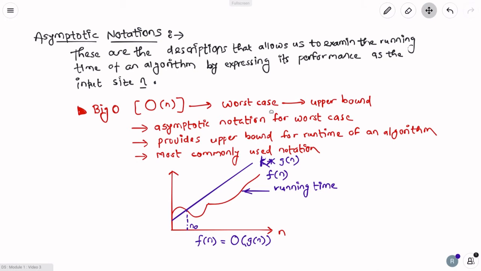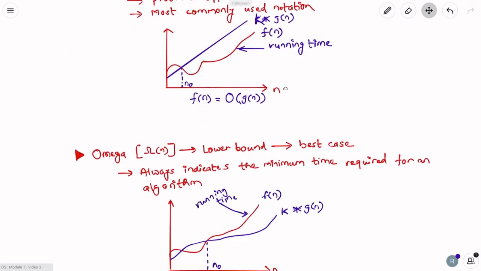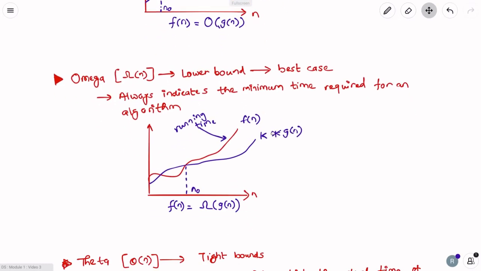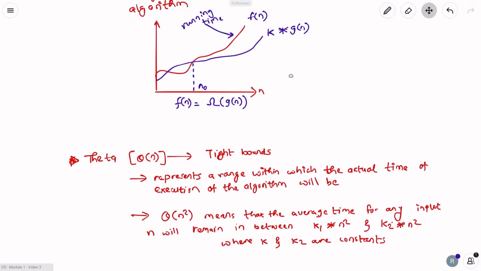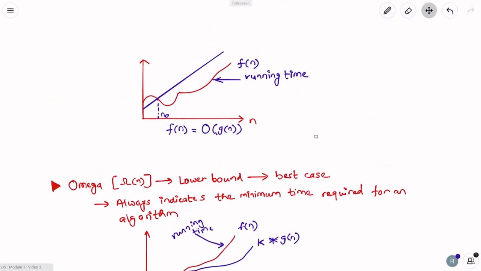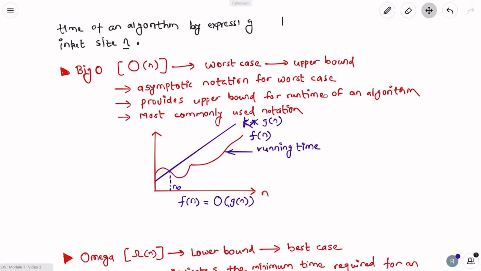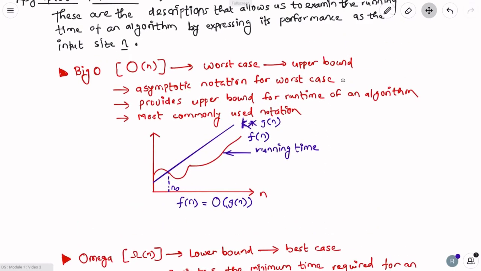In asymptotic notations we actually have multiple notations, but I'm going to discuss some of the commonly used ones. We have three commonly used asymptotic notations. The first one is the big O notation, the second one is the omega notation, and the third one is the theta notation. So let's discuss one by one what is the meaning of each notation, and as a programmer, which notations really matter.